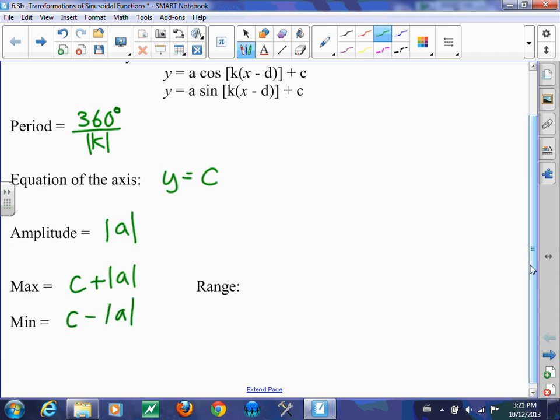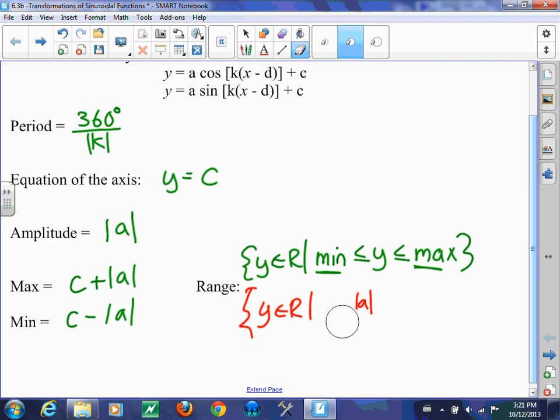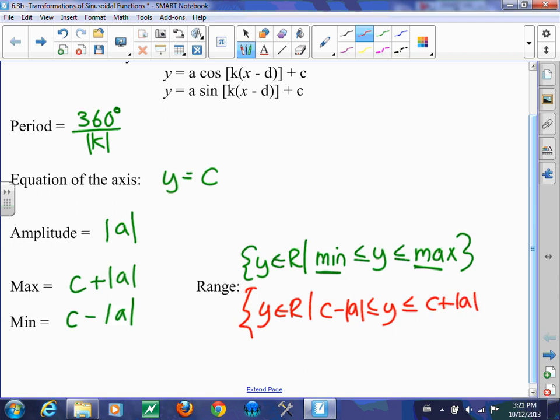And if we want to do range, ladies and gentlemen, just remember that y belongs to a set of real numbers such that your minimum has to be less than or equal to y, which is less than or equal to your maximum. We can substitute in our minimum values and our maximum values to make this more unique to sinusoidals. So C minus the absolute value of A is less than or equal to y, less than or equal to our maximum, which is C plus the absolute value of A.